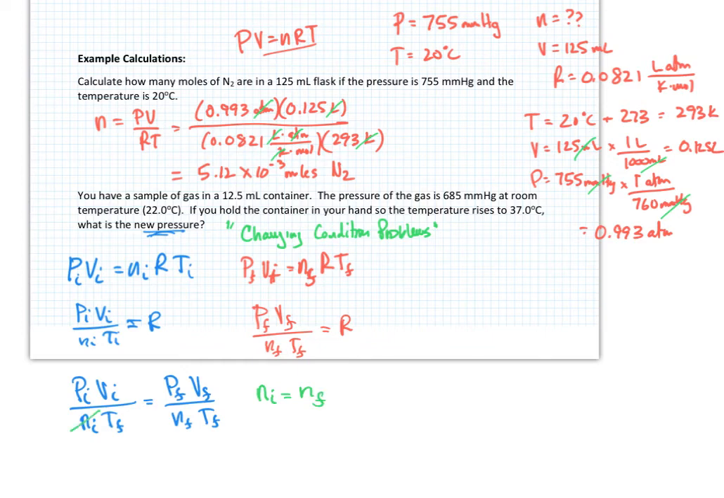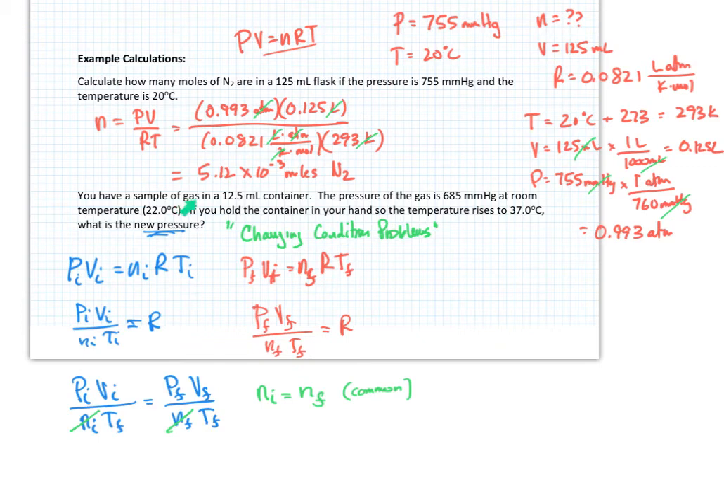And in that case, they cancel out of the equation. This is common, by the way. Not always, but it's common that you're not adding or taking away the number of moles of gas. And in fact, this problem doesn't say anything about adding or taking away moles of gas. So commonly, we can get rid of the Ni and the Nf.